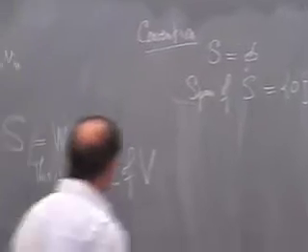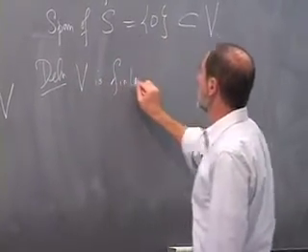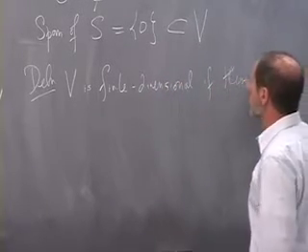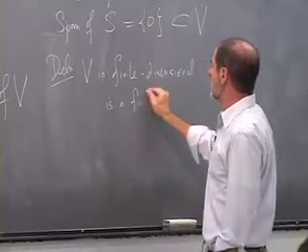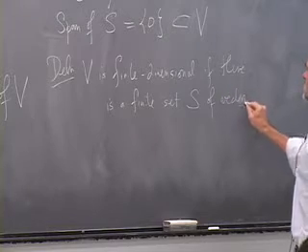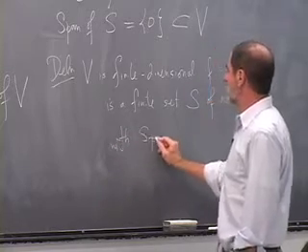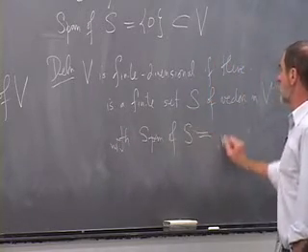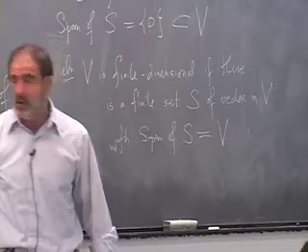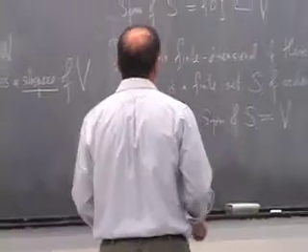OK. And we say V is finite dimensional if there is a finite set S of vectors in V with the span of S equal to the entire space, so that you get any vector as a linear combination of a finite number of them. So an example of a finite dimensional vector space versus a non-finite dimensional vector space.